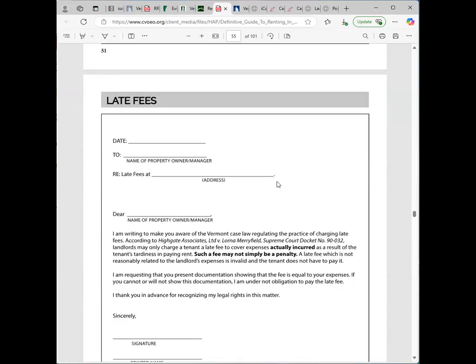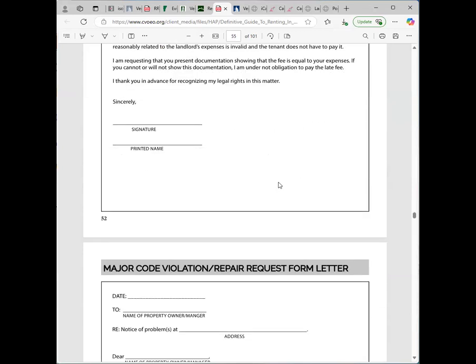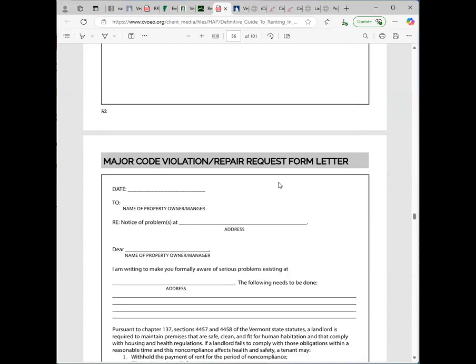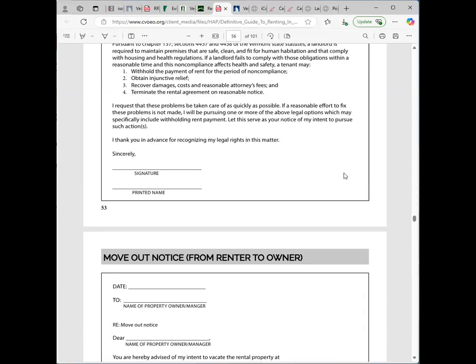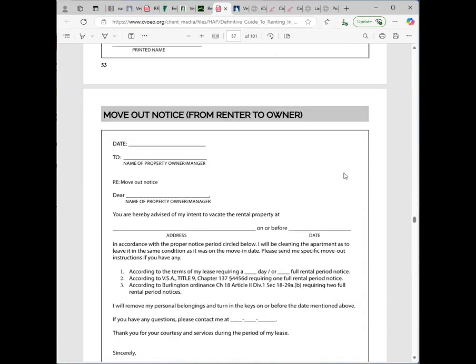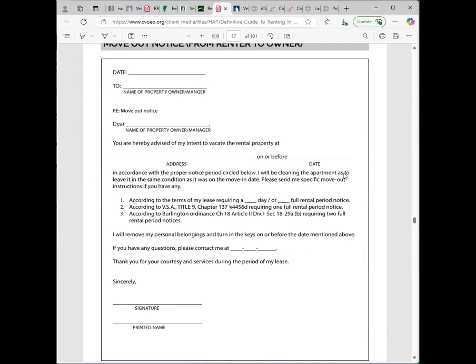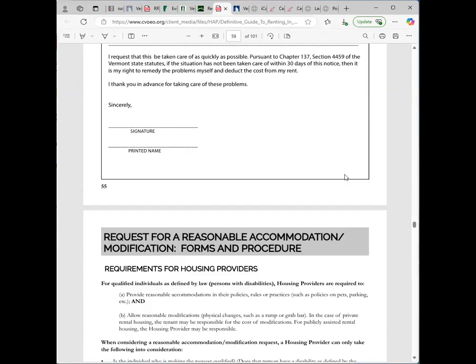Late fees. This is a late fee notice. Major code violation repair request form letter. Wow. This is a good one. Move out notice from renter to owner. This is good. Repair and deduct form letter.